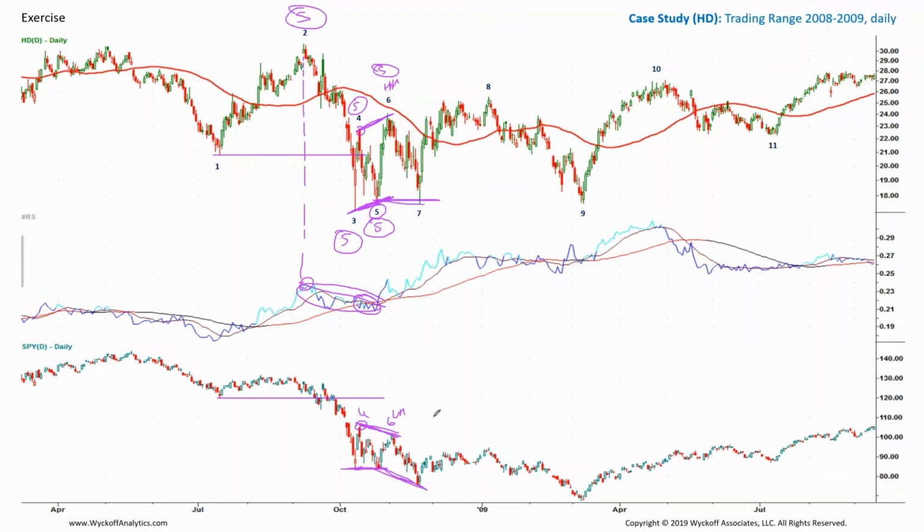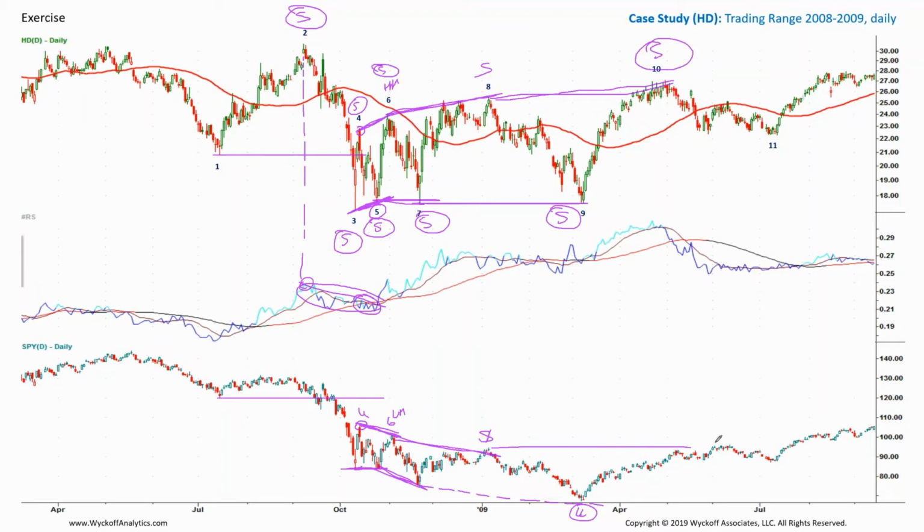7. Home Depot looks stronger. Flat. 8, same thing. Sloping up, and the other one's sloping down. 9. Yeah, it's sloping down. So Home Depot's stronger. 10, stronger. SPY still looks pretty flat there. And then 11.